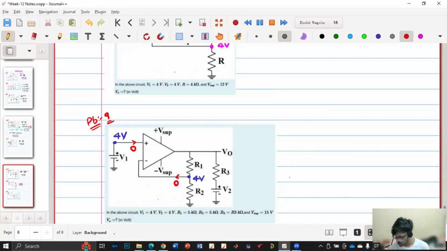So this is like a resistor divider, right? Yes. V naught into R2 by R1 plus R2 is equal to 4 volt, right? Yes. So how much is V naught? 8 volt.